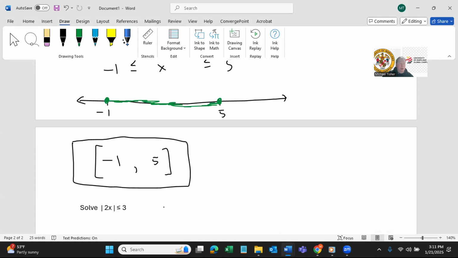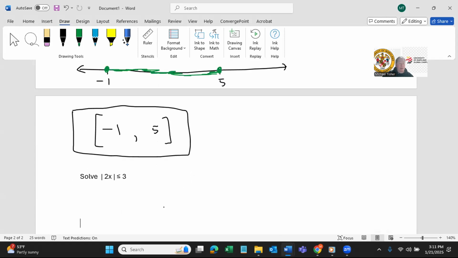Now let's use the same idea to solve absolute value of 2x, closed absolute value, less than or equal to 3. All right, so we'll change the sign from 3 to -3, put less than or equal to, put the contents of the absolute value, which is 2x. We'll write less than or equal to, and then bring down the 3 to the right there.